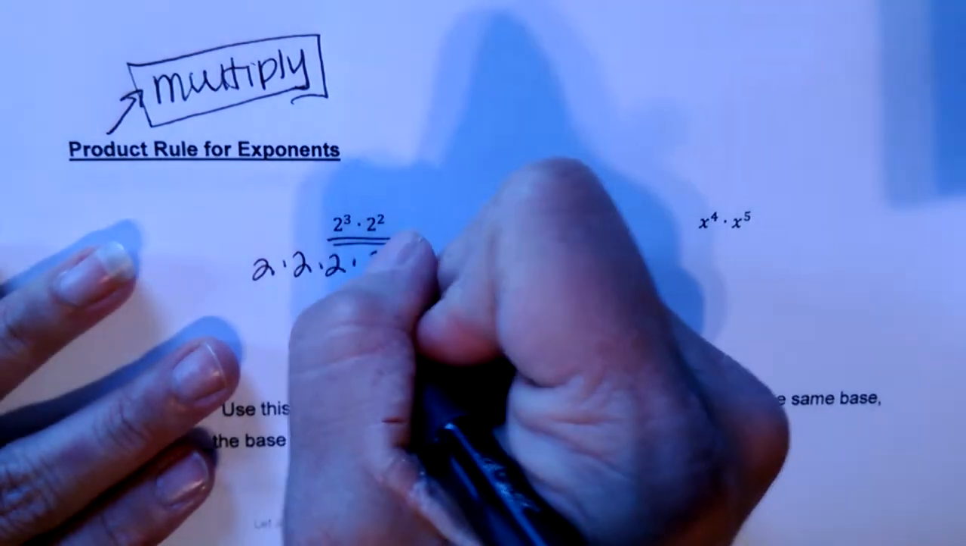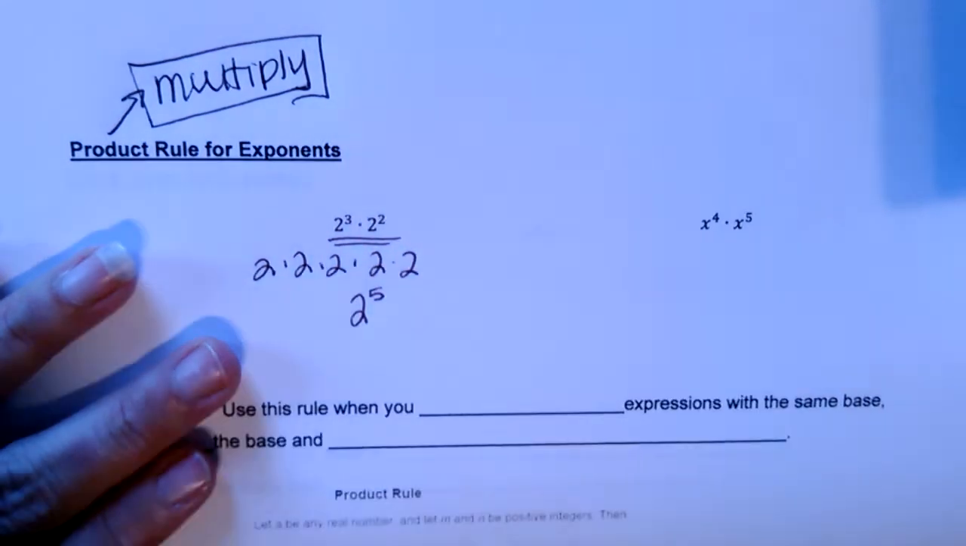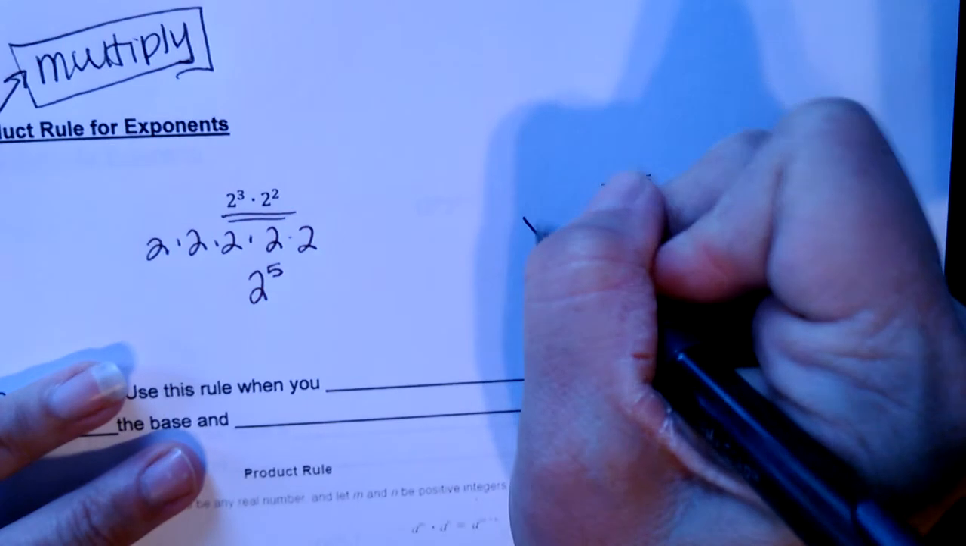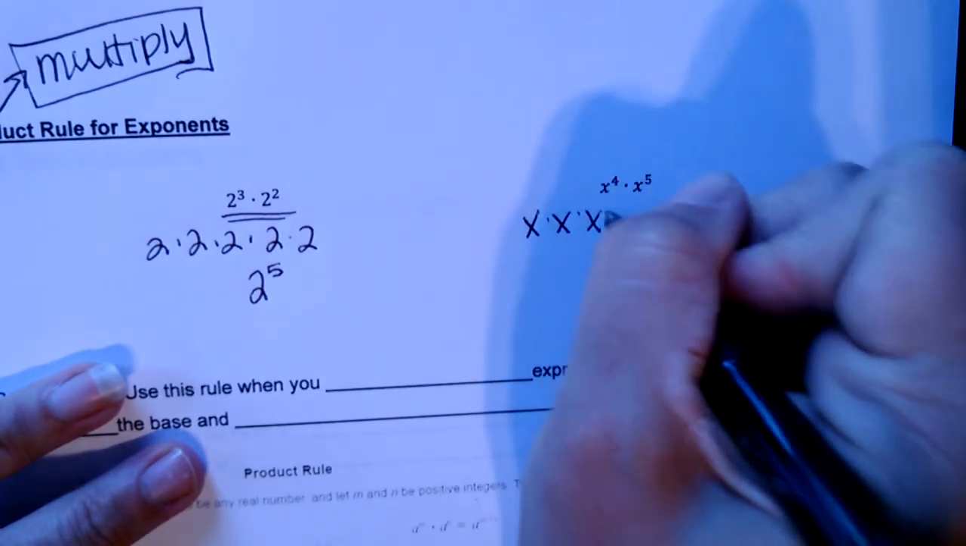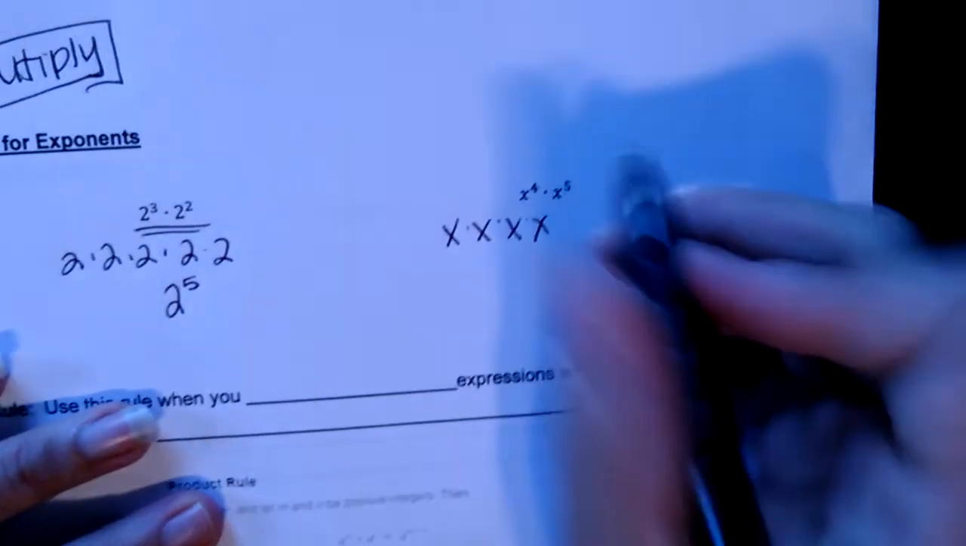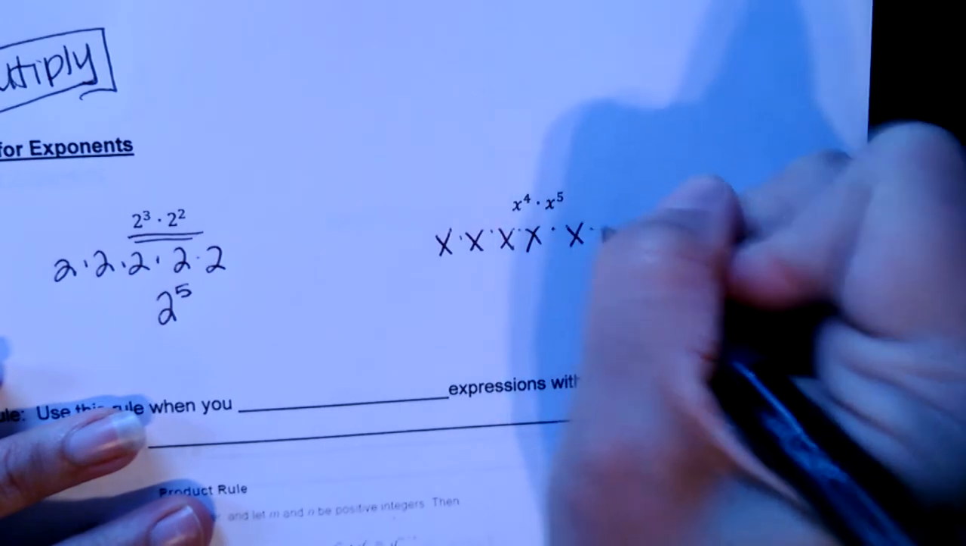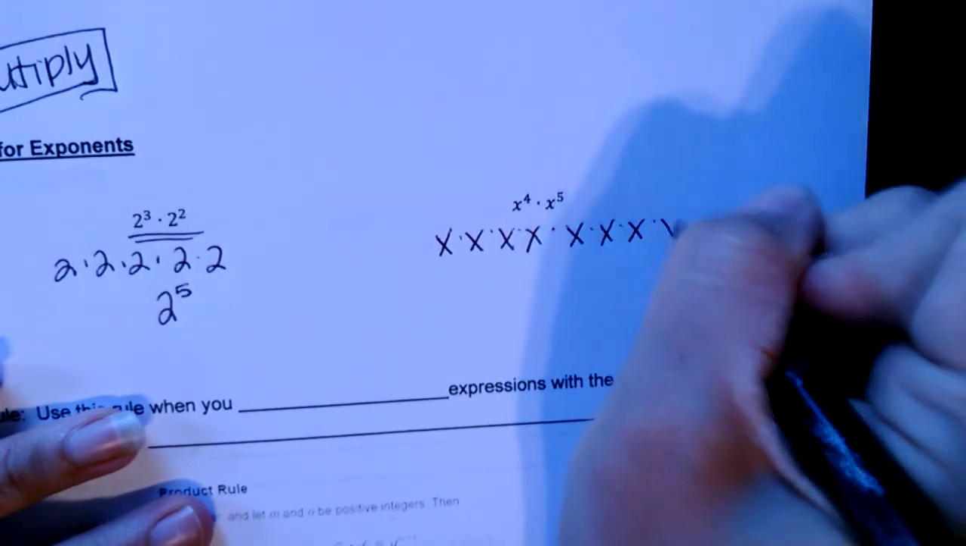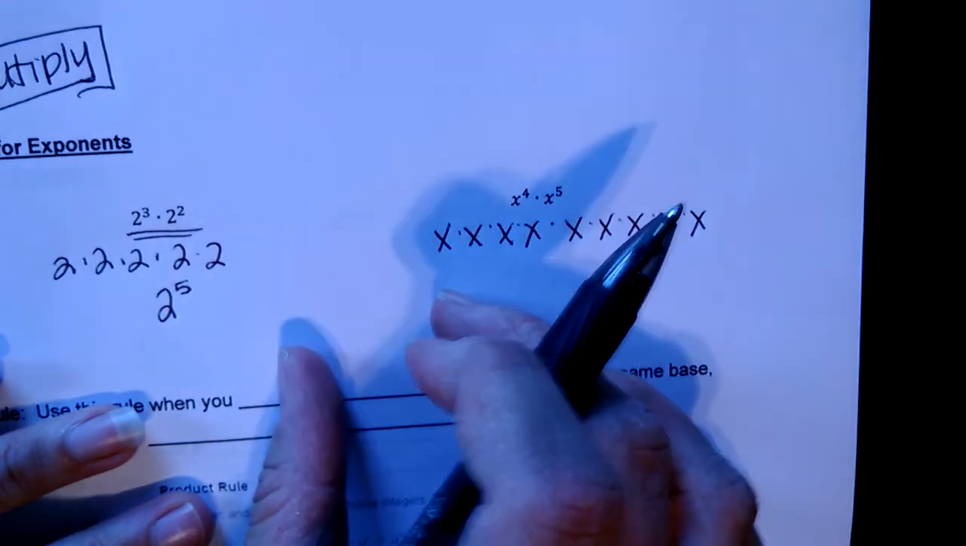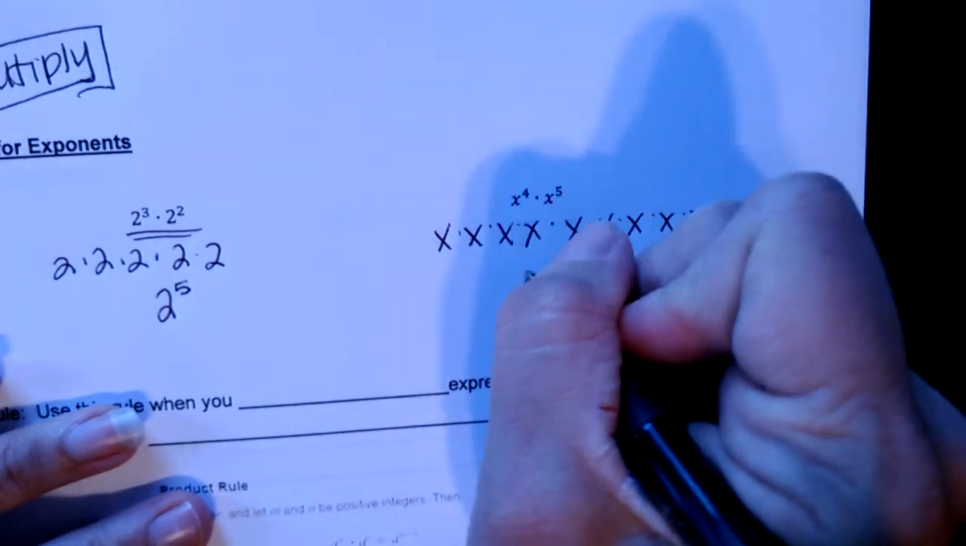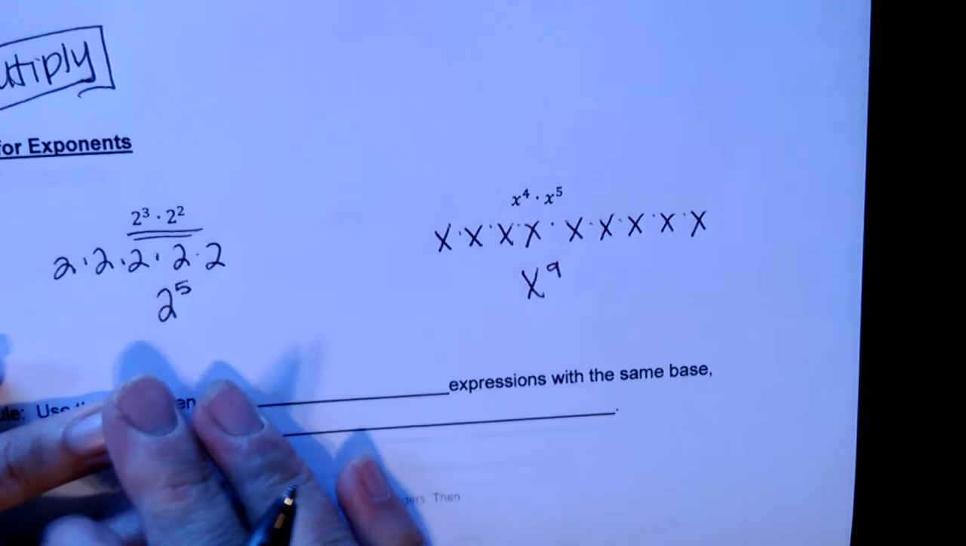We can do a similar thing for the x's here. X to the 4th is x times x times x times x, while x to the 5th is x times x times x times x times x. So altogether, I wrote up my 4 x's and my 5 x's. I've got a total of x to the 9th for my simplified multiplied answer, okay?